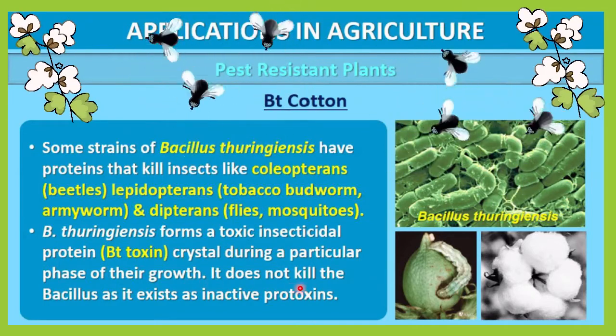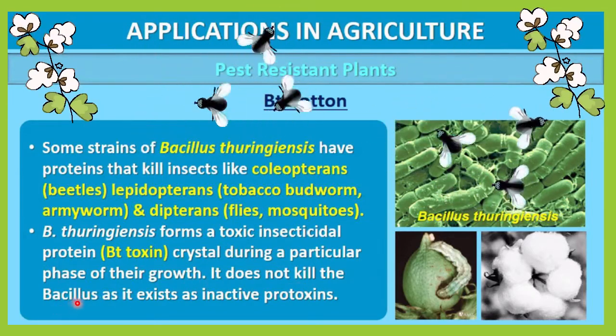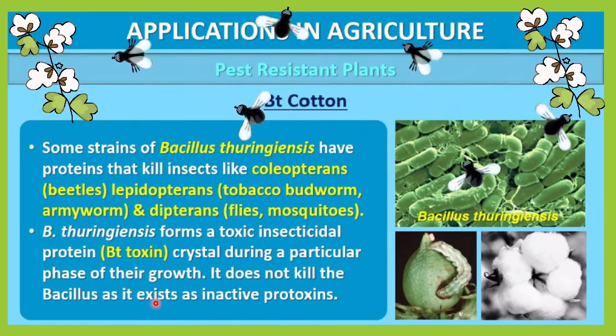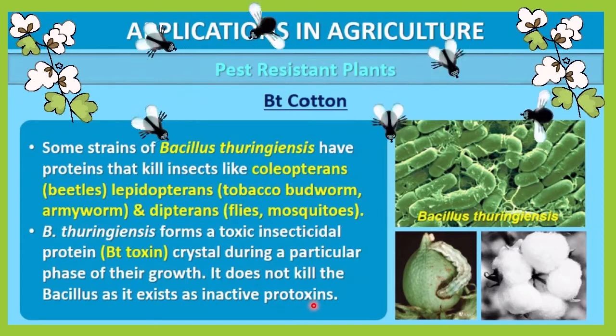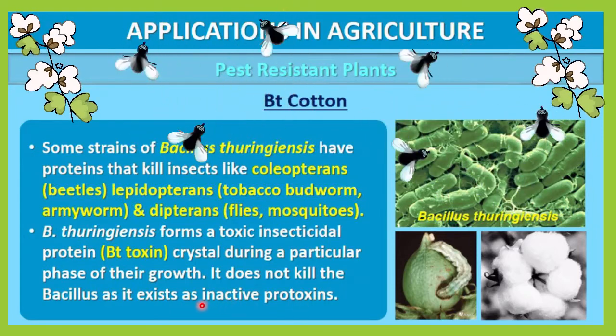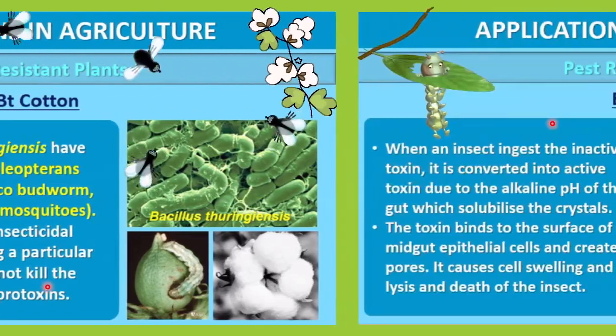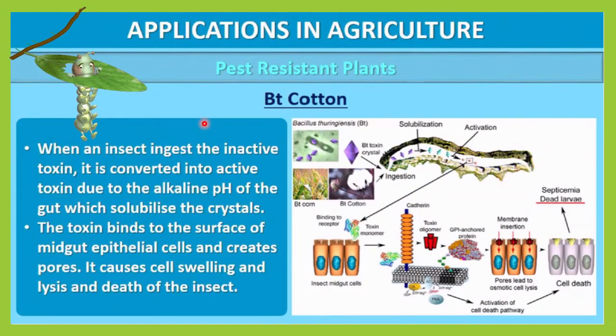It does not kill the bacillus, means it is not harmful to the Bacillus thuringiensis itself, and it exists as an inactive prototoxin. Inside the bacteria it exists as an inactive prototoxin. Now let me understand how this BT cotton is working. Okay, so first of all, when an insect ingests the inactive toxin, as I told you, this protein is a prototoxin, not an active form, and it is converted into active toxin.